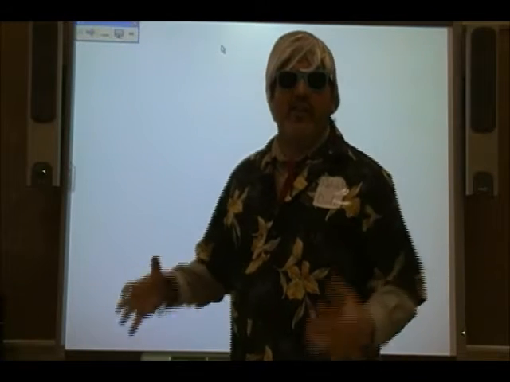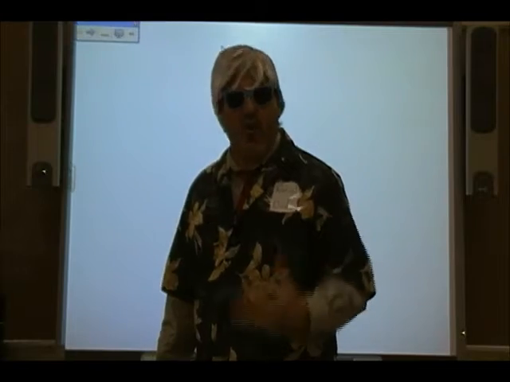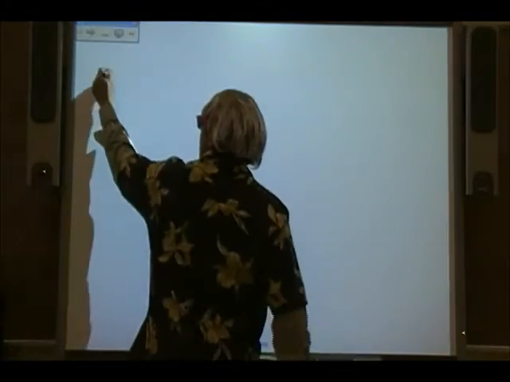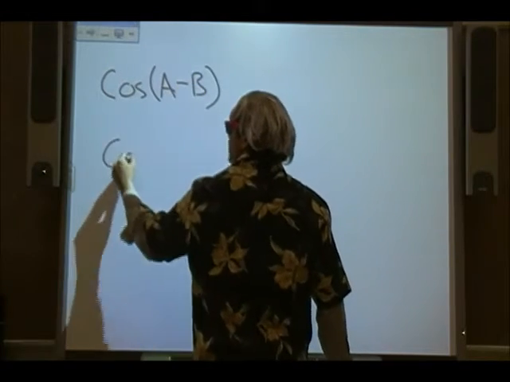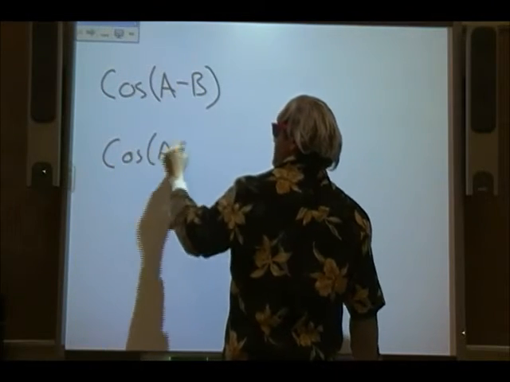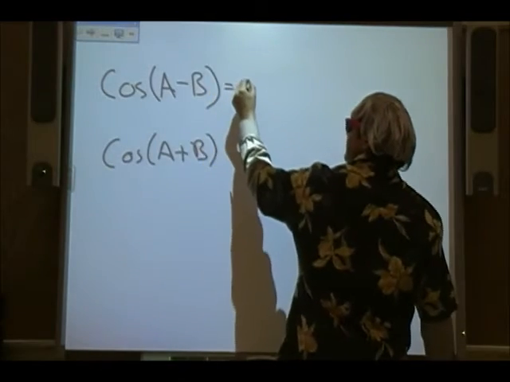Little dude here, and today I want to find out where they get the sum and difference of the angles dealing with cosine. So for example, cosine of A minus B and cosine of A plus B. Where did this come from? And they get this as the formula.